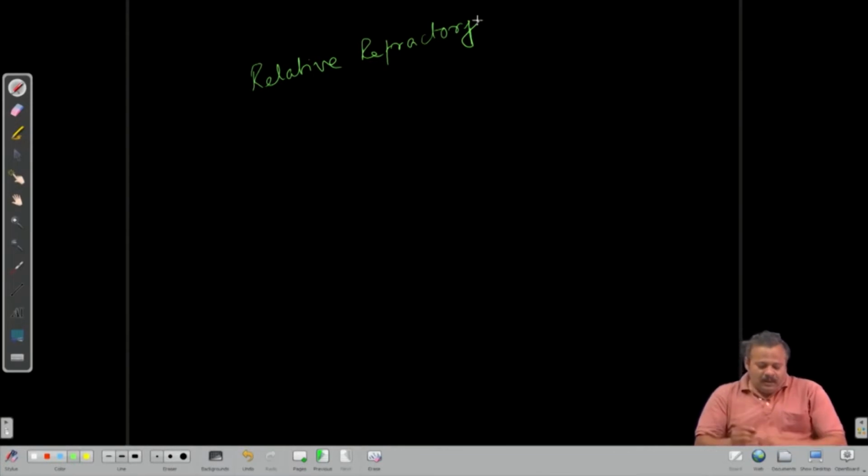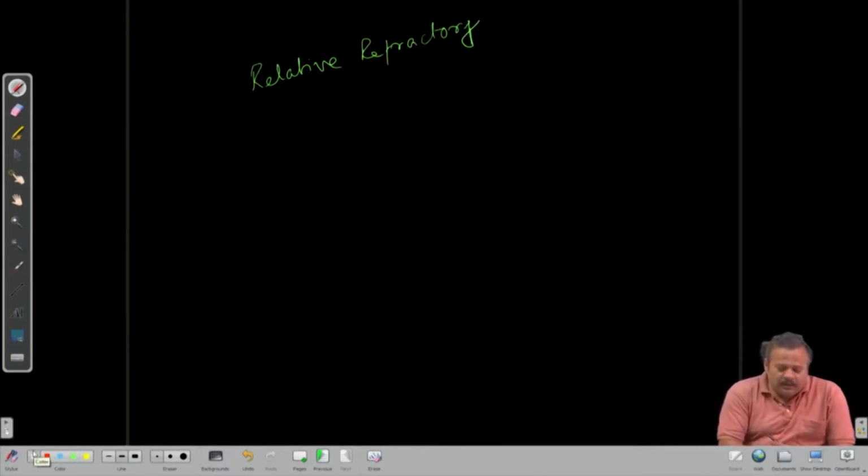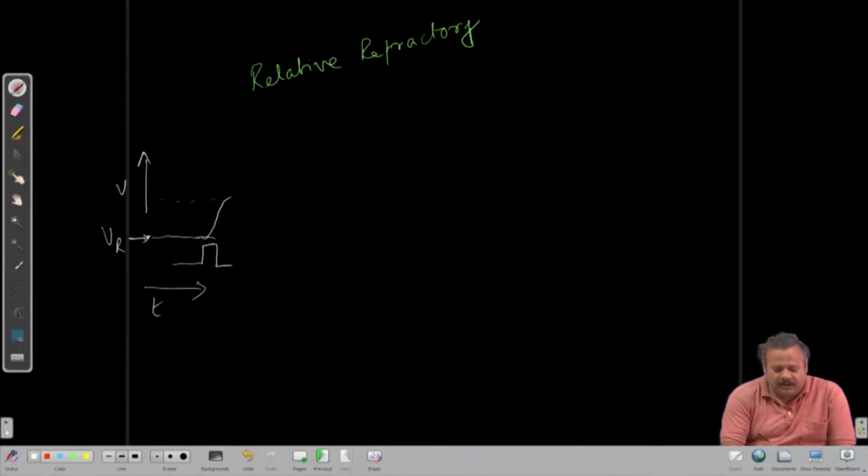So, if we consider this as the voltage axis and this as the time axis, and let us say this is our V rest. At this point we have the voltage here. Now, let us say we have some current injection at this time point, and let us say that it goes up, it crosses threshold, there is an action potential created that goes back down, and then gradually it goes back up to our V rest again.